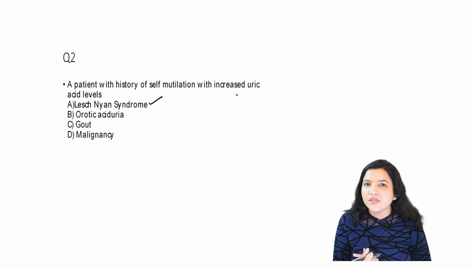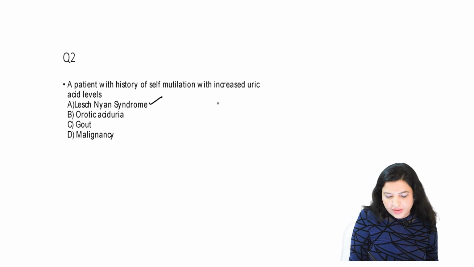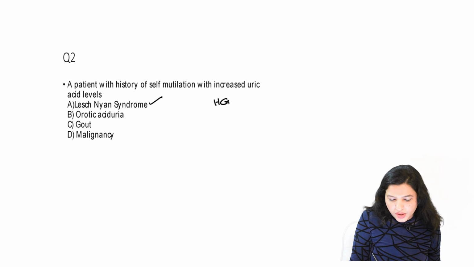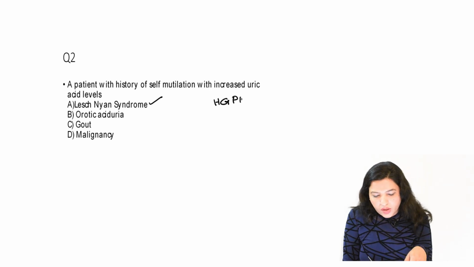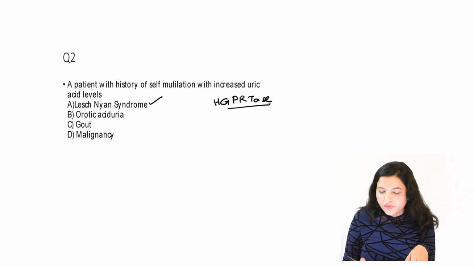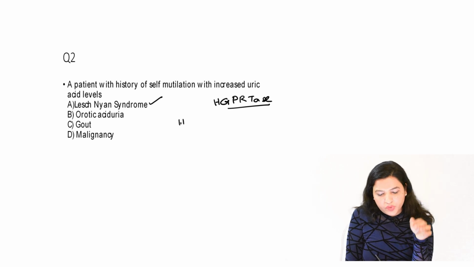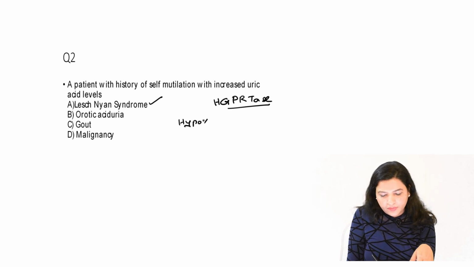What is the enzyme that is deficient in Lesch-Nyhan syndrome? It is hypoxanthine guanine phosphoribosyltransferase. What's the function of this enzyme? This is the enzyme which converts hypoxanthine as well as guanine.